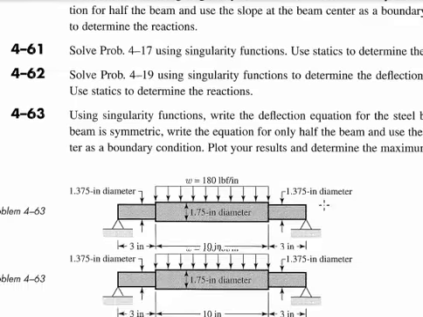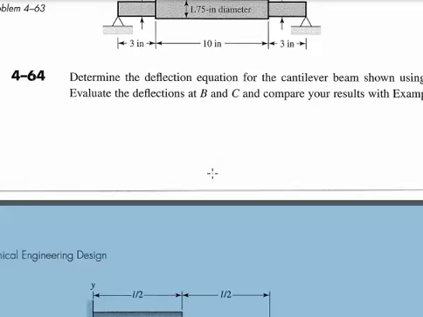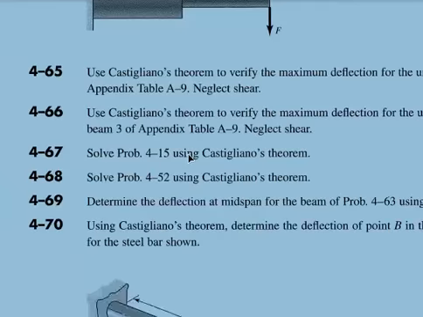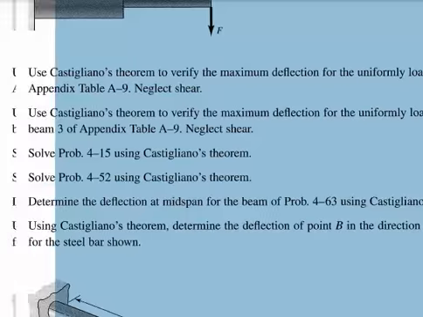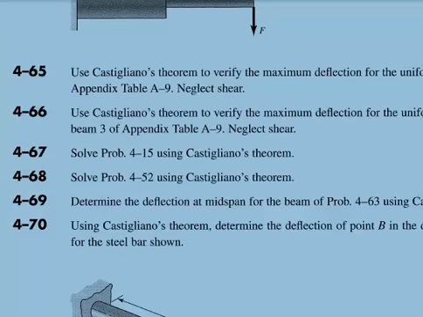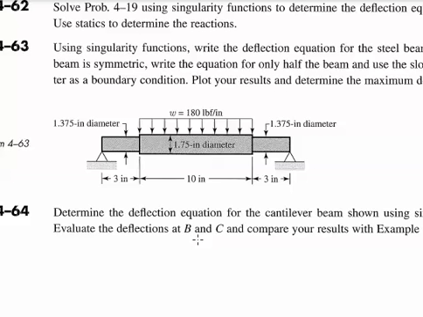Let's go back to problem number 69, which is the last one. Problem 69 says go back to problem 4-63, and use Castigliano to solve for the deflection at the midspan of 4-63. So let's go look at 4-63. What we have is a beam, or actually a shaft, with a large diameter in the middle, 3 inches of small diameter on each end, with a distributed load applied all the way across the large section in the middle.